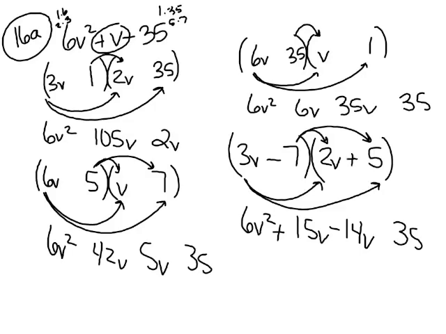Alright, so that would give me 6v squared, positive 15v, negative 14v, and then a negative 35. Did you try a negative 2 as well? That didn't matter. So that would be my correct answer right there: 3v minus 7 times 2v plus 5.